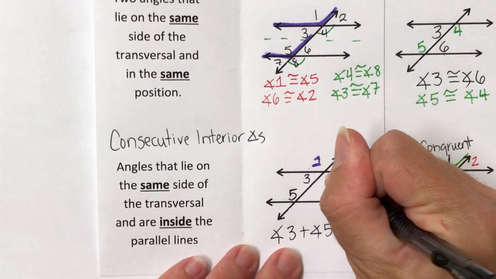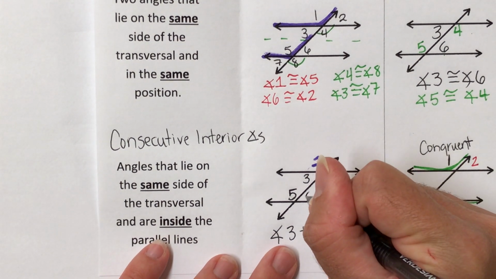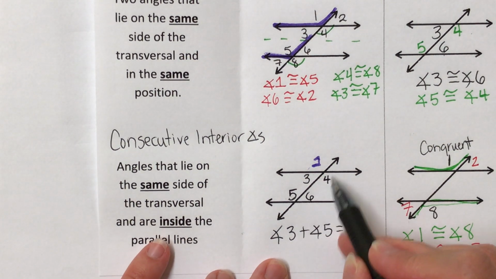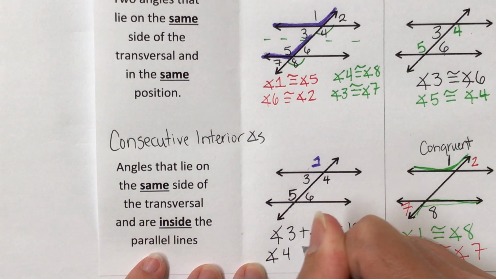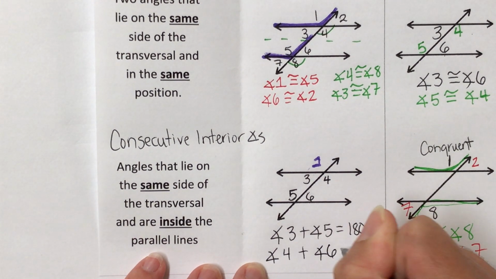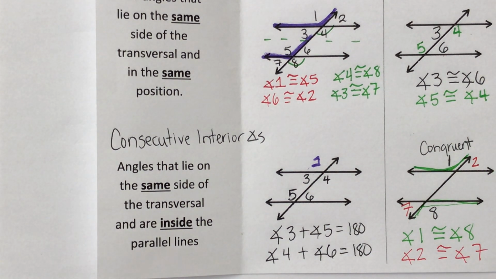Also in the same picture, we have another set of consecutive interior angles, and that would be angle 4 and angle 6. Again, same side, inside, and so their measure is also going to be 180 degrees. All right, so this is all of our angle relationships. We're going to be using these relationships to learn about triangle proofs.